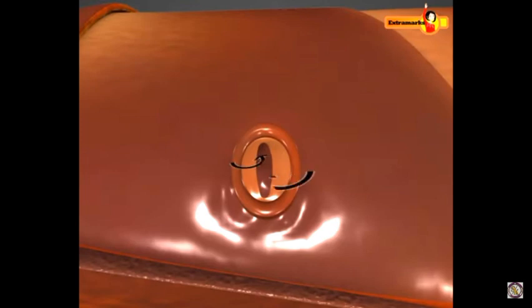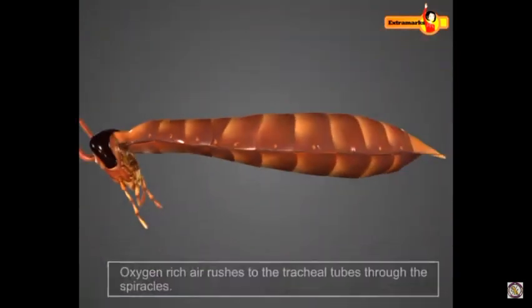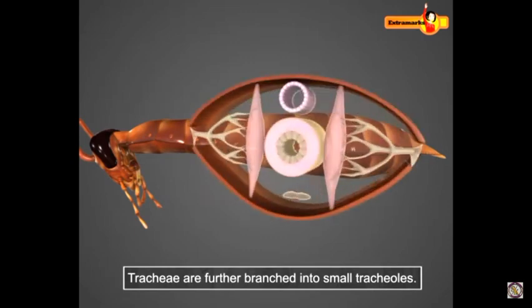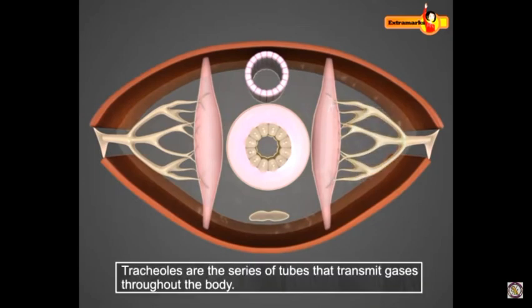During the process of respiration, the oxygen-rich air rushes into the tracheal tubes through the spiracles. These are further branched into small tracheoles. Tracheoles are the series of tubes that transmit gases throughout the body. Carbon dioxide from the tissues diffuses into the tracheal tubes and then finally goes out through the spiracles.